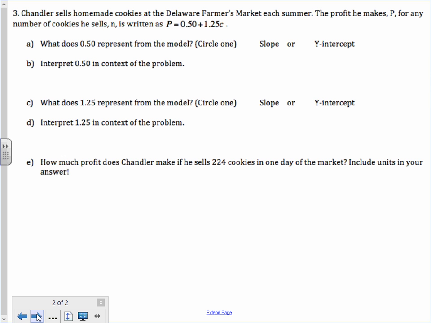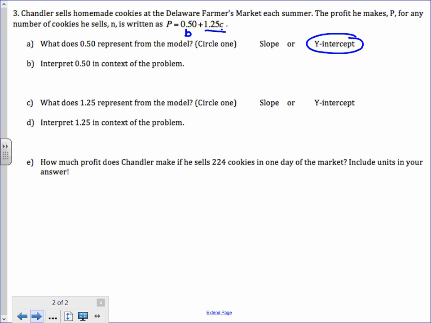Now this next part is you're given an equation, and let's interpret what all the parts mean. So number 3, Chandler sells homemade cookies at the Delaware Farmers Market each summer. The profit he makes, P, for any number of cookies he sells, C, is written as P equals 0.5 plus 1.25C. Now it says, what does the 0.5 represent in this model? Now I want you to be really careful because notice the 1.25 is next to the variable, which means that the 0.5 is the constant or the y-intercept. The 0.5 is the y-intercept.